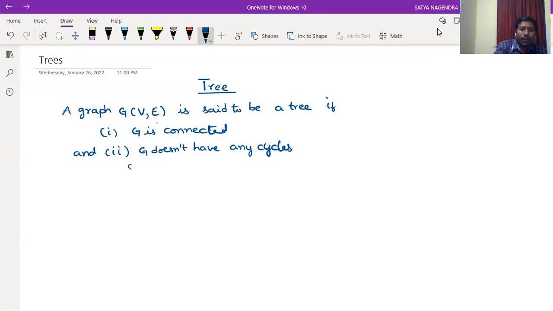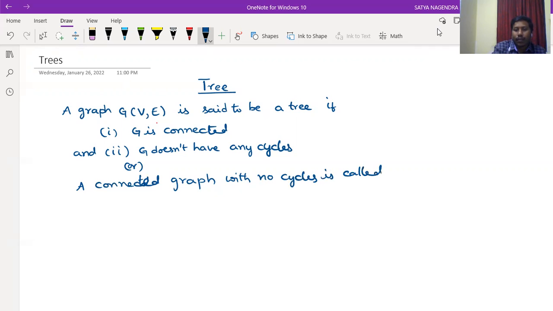So in simple words, how you can write: a connected graph with no cycles is called a tree. In this way, we can write easily. A connected graph with no cycles is called a tree.